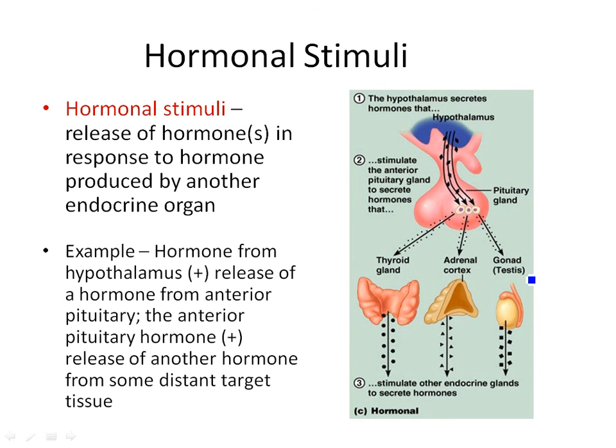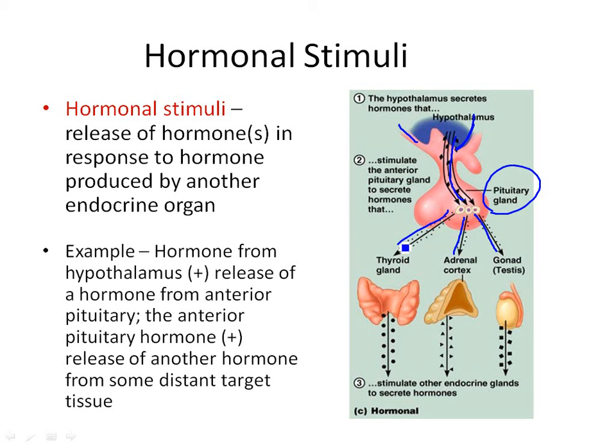And then our final type of stimuli is hormonal stimuli. So the release of one hormone travels through the blood, targets another gland, and causes the release of an additional hormone. So you'll see here, and we'll be talking about this quite a bit, you have the hypothalamus up here that's going to release hormones that are going to target the anterior pituitary. Then the anterior pituitary releases hormones that target other endocrine glands. So let's look at these examples.